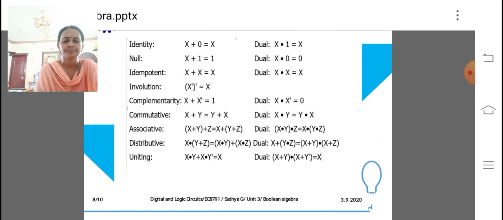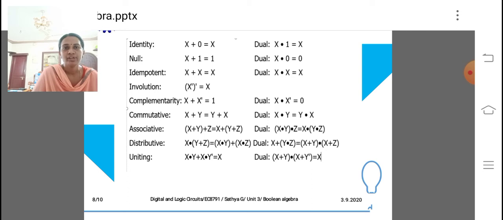And these are some basic rules. That is, x plus 0 is equal to x, that is, if any value is added with 0, we get the same value. If any variable is added with 1, we get 1.